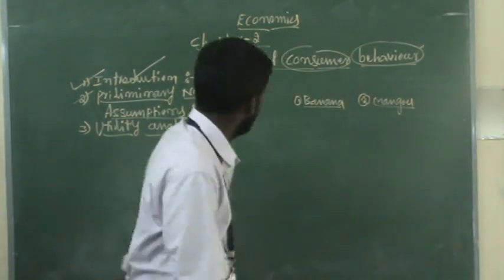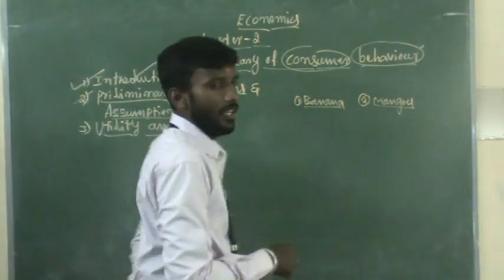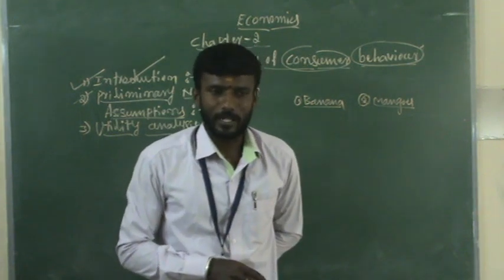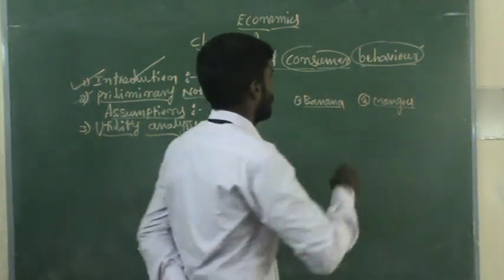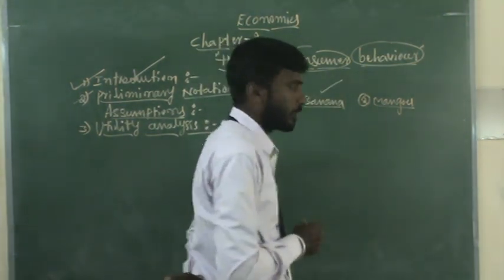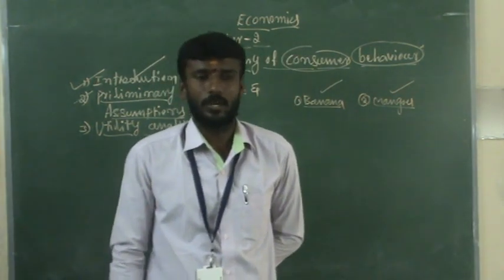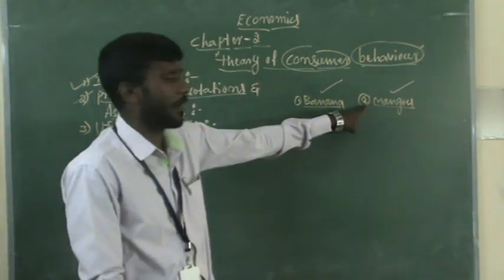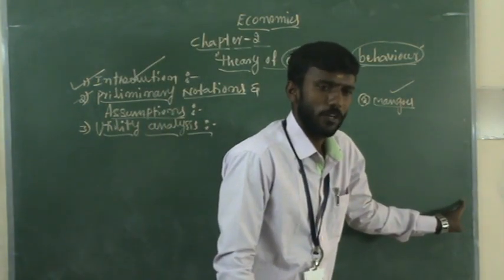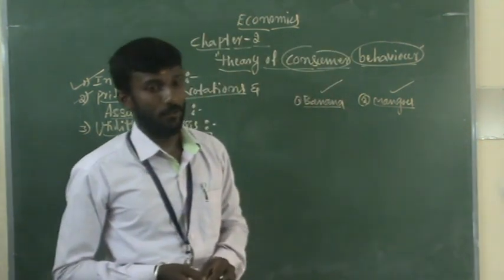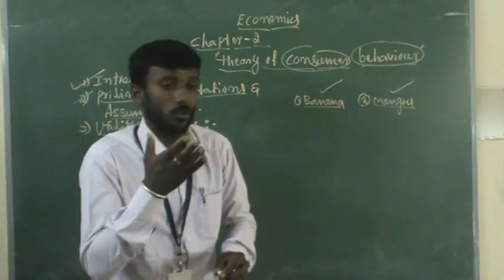This is the assumption we are making: for a consumer in the economy there are two commodities, banana and mango. Why are we going to consider only two commodities? See, suppose many goods are available, then the consumer faces the problem of choice: which commodity they are going to consume and which they cannot consume.